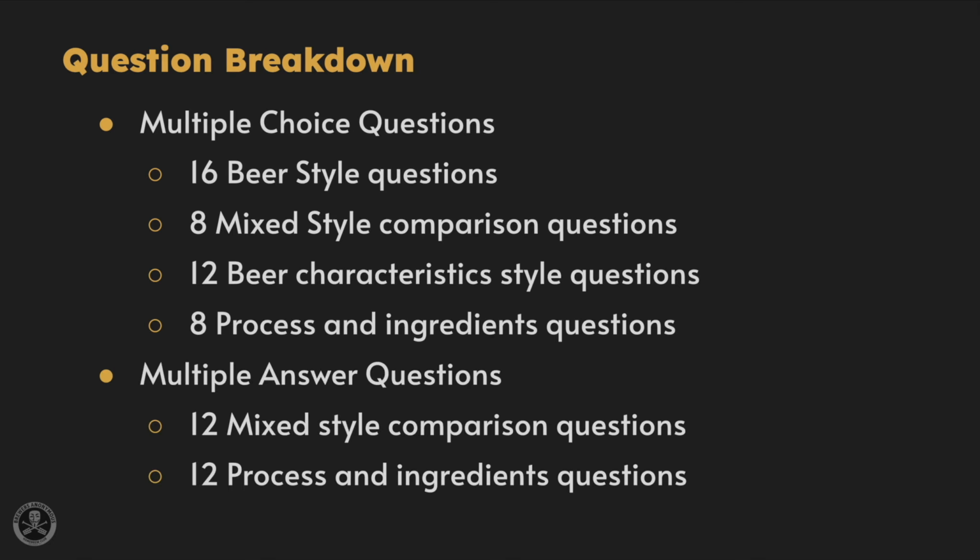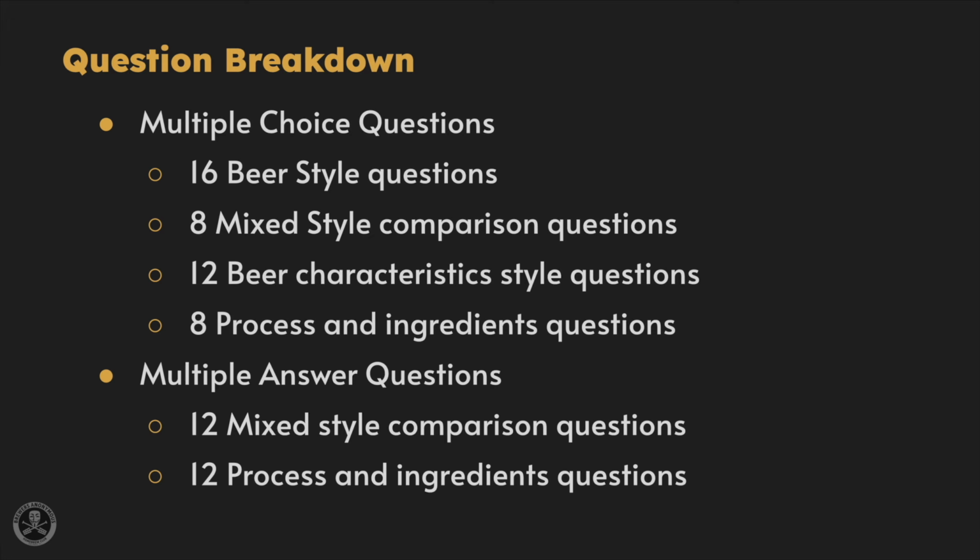For the multiple answer questions, I do have some good news about this difficult type of question. It is the least amount of questions on here. It's 24 split into 12 mixed style comparison questions and 12 process and ingredients questions. One thing I didn't mention before about the multiple answer, there is no partial credit for this. If you mark 2 of the 3 correct answers, you do not get a point for that question. You have to get all the answers they're looking for.